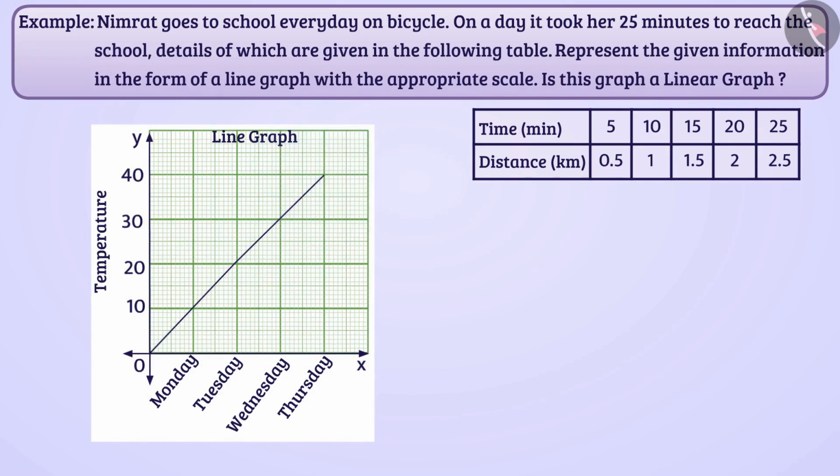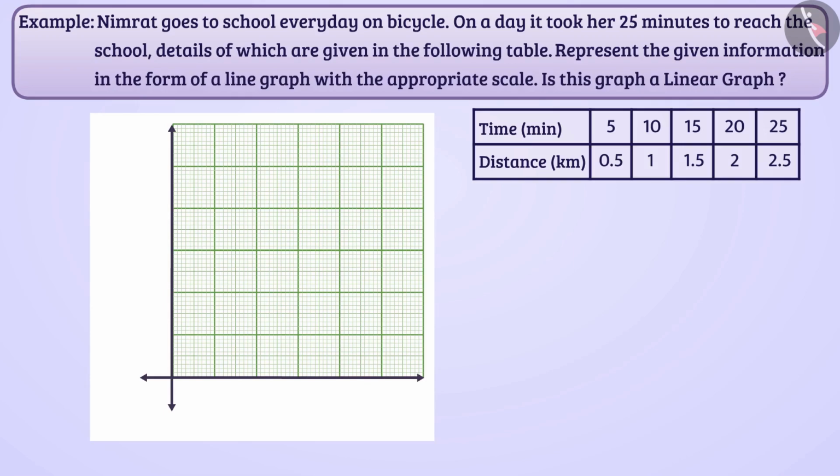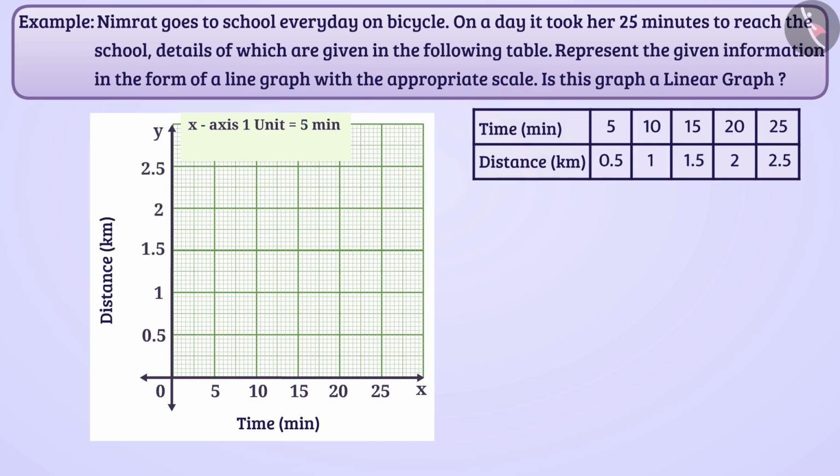Data is displayed by dots or points in the graph. All points are joined by line segments. If all the line segments are part of the same line, then we can say that it is a linear graph. Let us draw a graph based on the information shown. Draw two mutually perpendicular lines on the paper, the horizontal line x-axis and the vertical line y-axis. We will show time in minutes by taking the scale 1 unit equal to 5 minutes on the x-axis. Similarly, we will show distance on the y-axis by taking the scale 1 unit equal to 0.5 km.